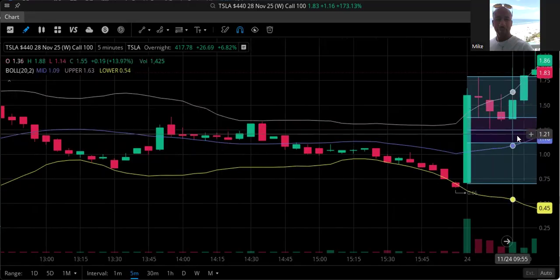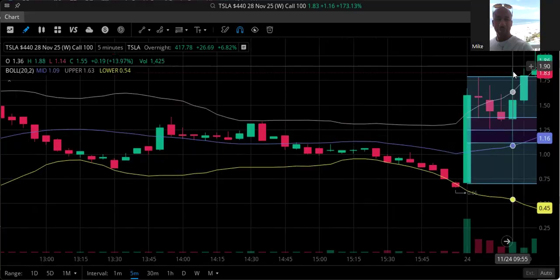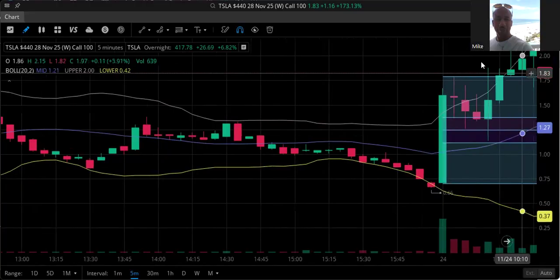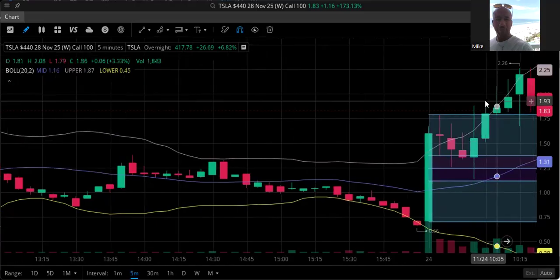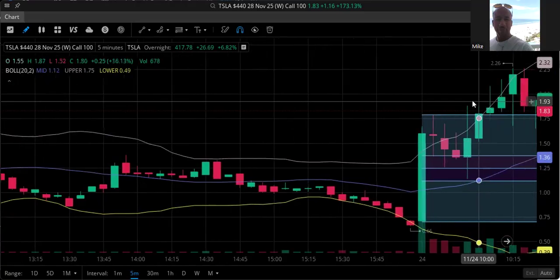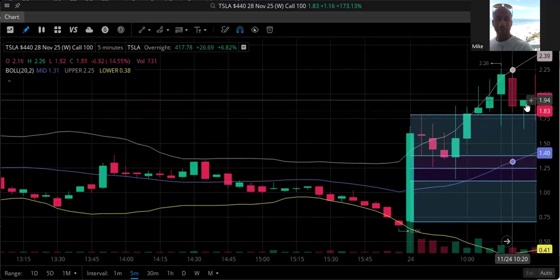As you can see, this is the price right around 125. And then it went up to $2 and some change. And I think I ended up stopping out right in here somewhere on the pullback.